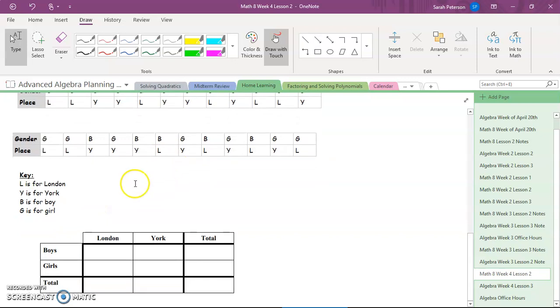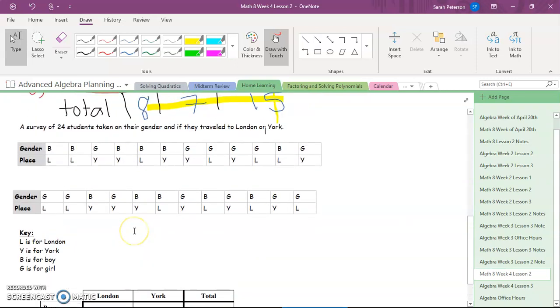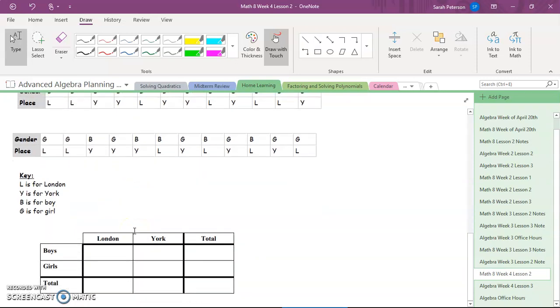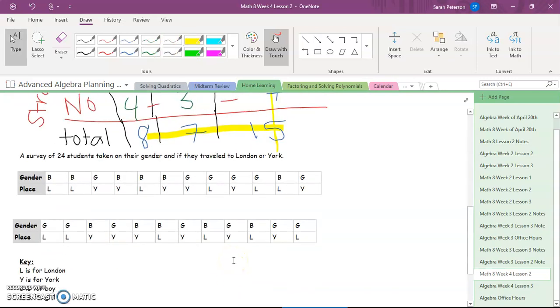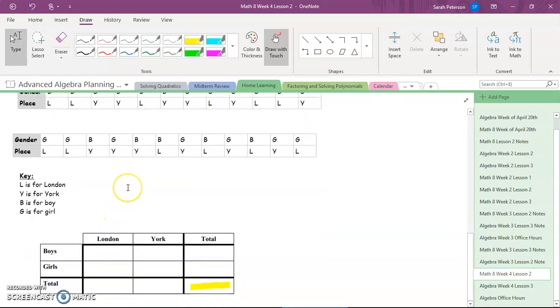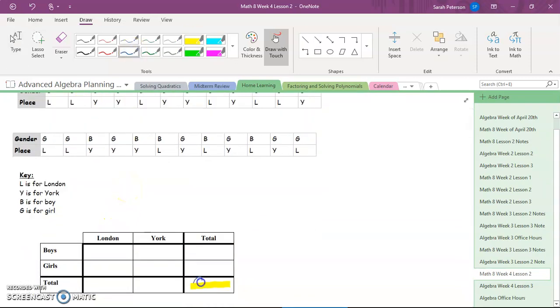So when you look at your practice, you'll probably have tables that are already labeled. You're just going to have to fill them in. So as I said before, I want to look at the total. That's where I want to fill in my numbers first. So I want to fill in that box right here. So in the beginning, it said a total of 24 students. So that means there were a total of 24 students that took the survey.